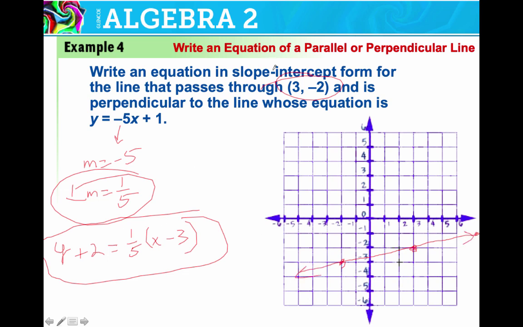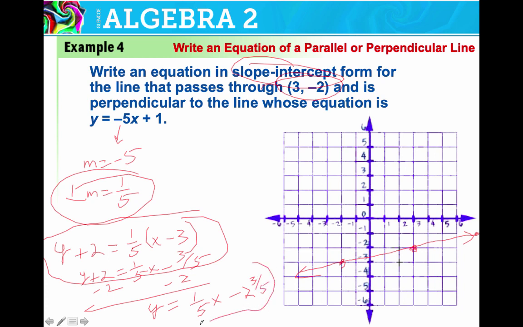Okay, they did say they wanted it in slope-intercept, so now I need to distribute. y plus 2 equals 1/5 x minus 3/5, minus 2, minus 2. y equals 1/5 x, yuck, minus 2 3/5. This is a great example of how finding -2 3/5 and applying a slope would be a bad idea. That's why we use point-slope. Point-slope can be much easier.